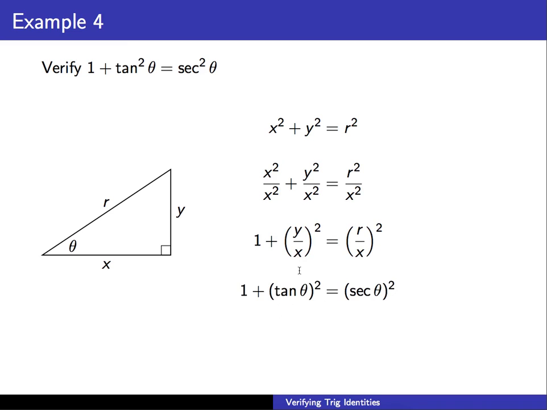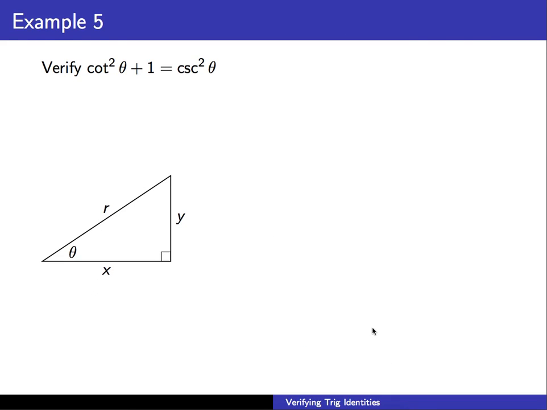y over x is also known as tangent. r over x is also known as secant. So we have 1 plus tangent squared theta equals secant squared theta. And we're done.